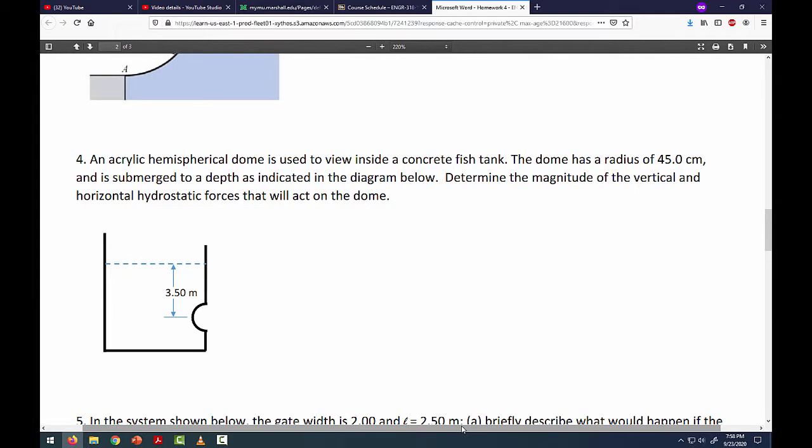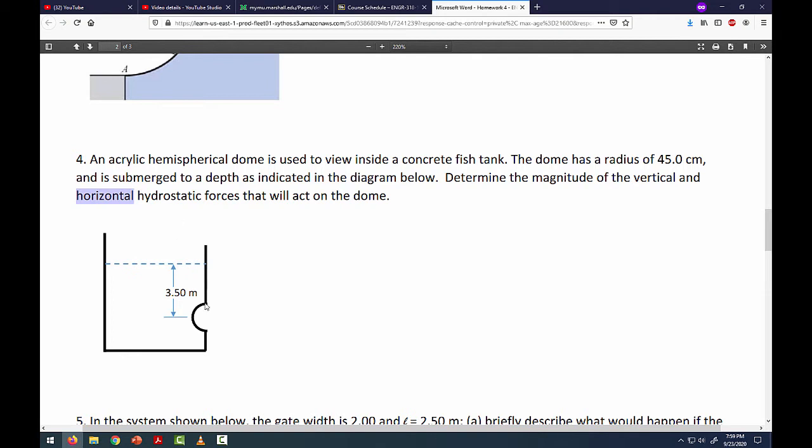Okay, I promised that there was going to be a hint here at the end of the lecture related to the homework assignment. And so on problem number 4, I'm asking you to find the magnitude, only the magnitude, not the location or line of action, but find the magnitude of the vertical and the horizontal forces. And so the horizontal forces, of course, as we already know, are determined by considering the vertical projection of the shape.